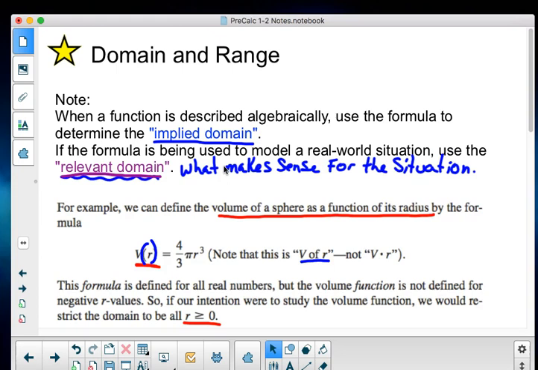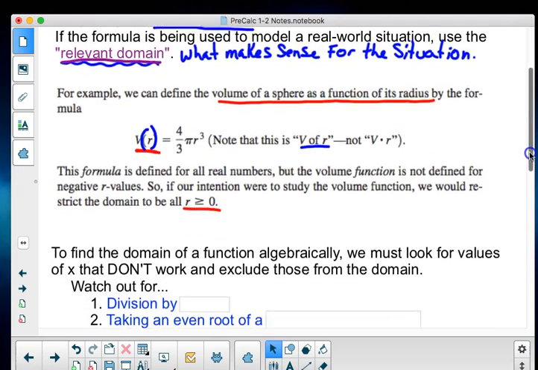Implied domain comes from just the formula, or the equation. You just look at it and say, okay, it'll work from here to here. But then you look at the actual situation, and that's what makes sense for the situation. That's when we're talking about the relevant domain. And I use that example for volume of the sphere, so we can slide on here.